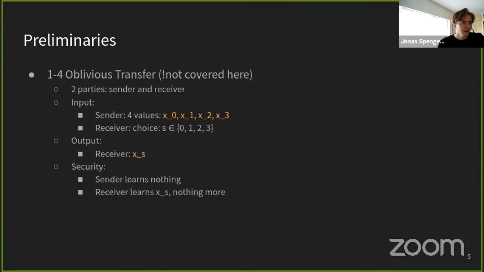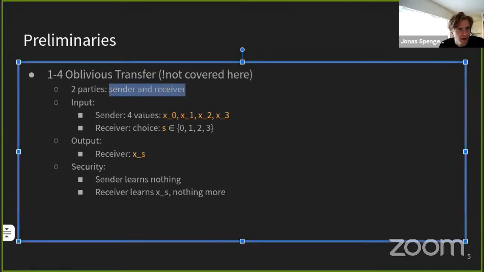Okay. Oblivious transfer is maybe something that we haven't covered yet. There are 2 parties in oblivious transfer. We have a sender and a receiver, and the sender in this case chooses 4 values that it would potentially send. And in this case here we have x0 to x3, and the receiver can choose which of these values to receive.